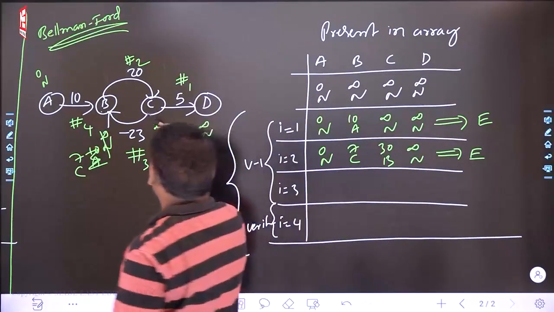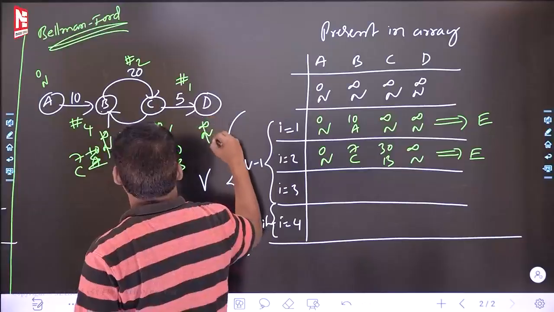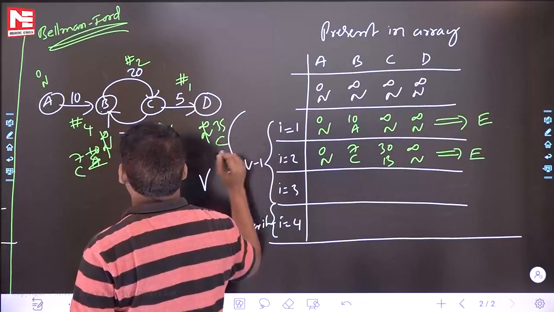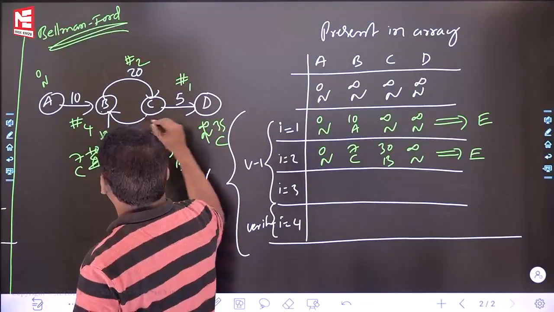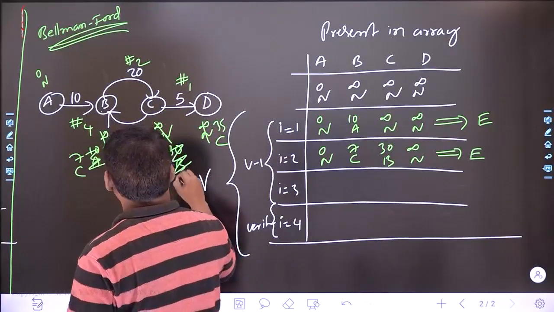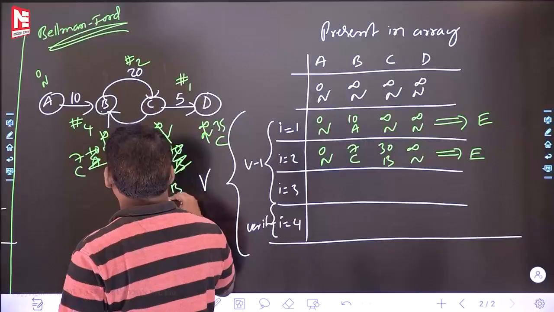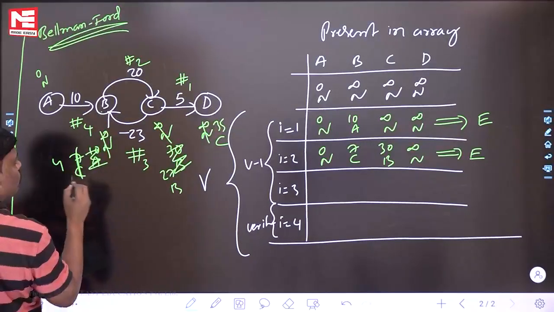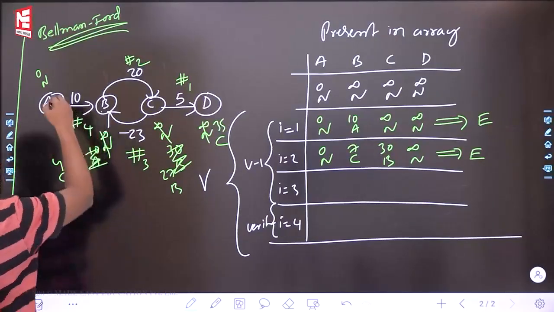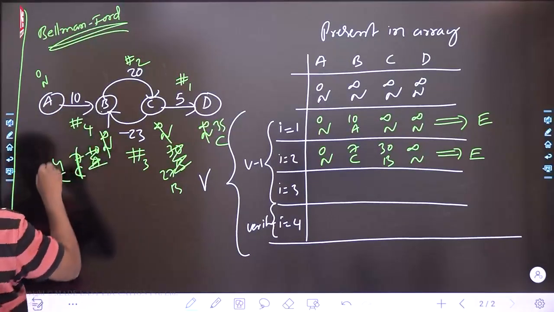Edge number 1, C to D. C 30, 30 plus 5, 35. From where? C. Edge number 1 over. Edge number 2, B to C. B value 7, 7 plus 20, what is the answer? 27. From where? B. Edge number 3, 27 minus 23, what is the answer? 4. From where? C. Next one, edge number 4, 0 plus 10, 10, but 4 is better, right?